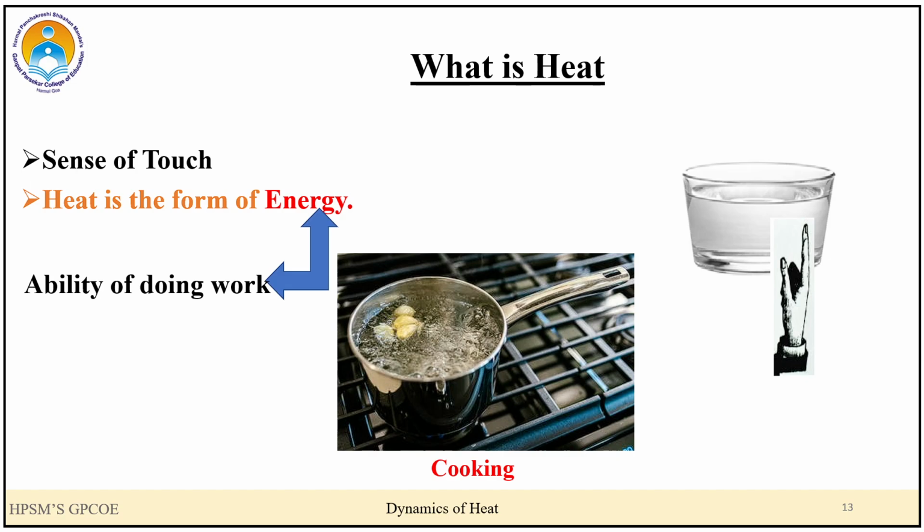Take an example of cooking in a utensil. When we supply heat energy from below to the utensil, it will supply the energy to the water in this utensil, and the work will be done. So energy is, what we say, the ability of doing work.